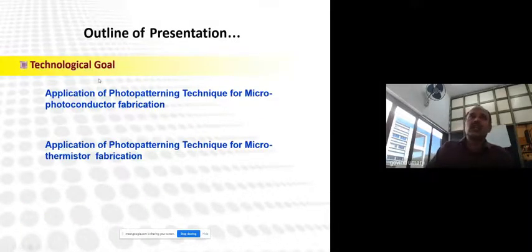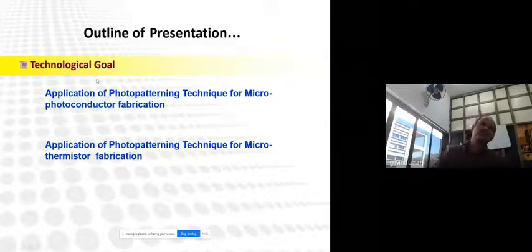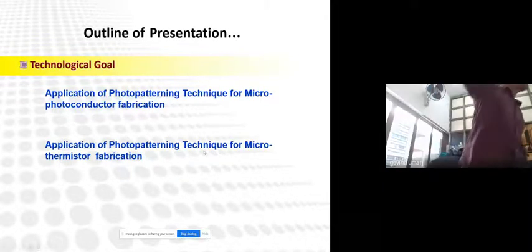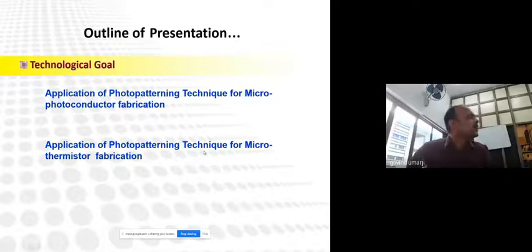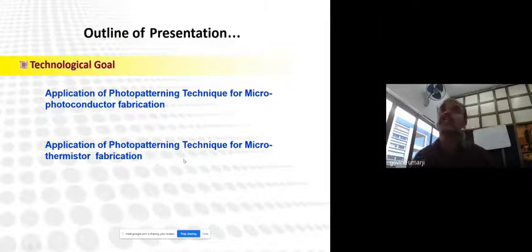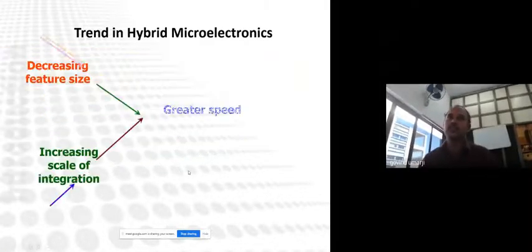Then comes the technological goal. In this technological goal, Dr. Amayka sir already discussed the micro photopatterning of the microphotoconductor. That part I will not cover. And as a technological goal, I will explain one more part, a photopatternable micro thermistor fabrication using this photopatterning technique.